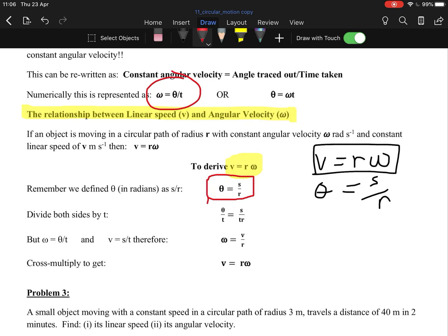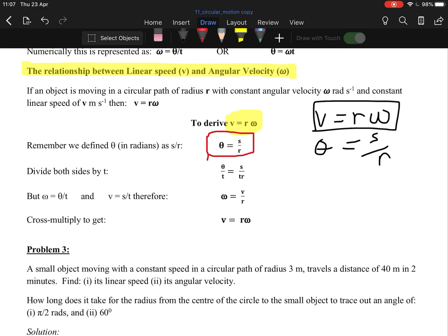Omega equals theta over T. You see? If we can get theta over T, we'll get rid of theta, and we don't need S either. We need to get rid of them. We want V and omega. So we're going to use this to get what we want. When you look at your log tables, you'll find that we can get rid of theta because omega equals theta over T. So that allows us to divide both sides by T. Now remember, some of you might ask, why do we divide both sides by T?